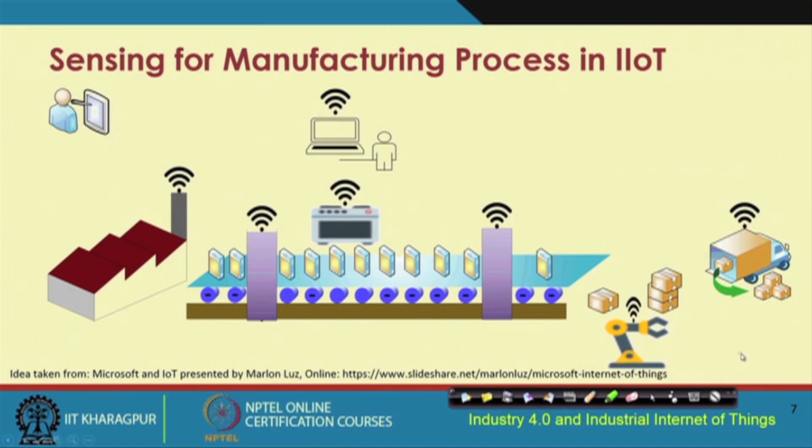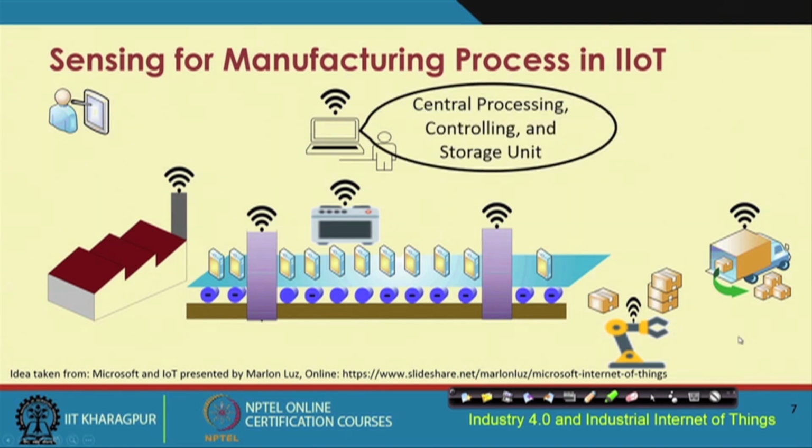Let us say that in this figure, as you can see, this is the central processing, controlling and storage unit, which is basically the central controller, where not only the processing but also the storage takes place. Then we have the remote control unit. This is sort of like the control station from which the production processes are going to be monitored.